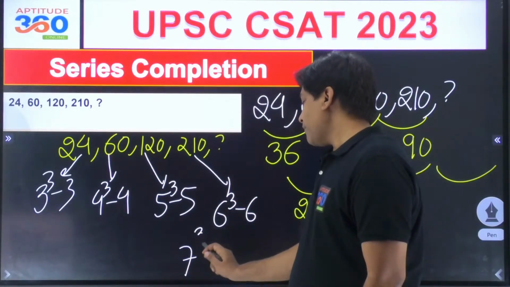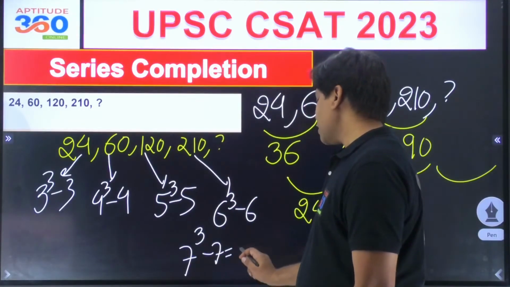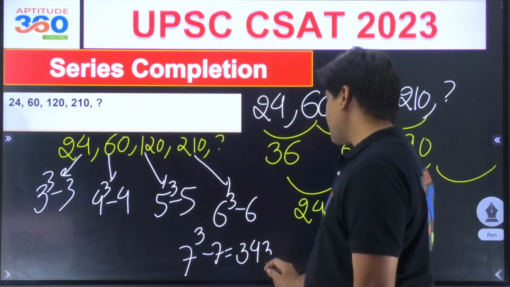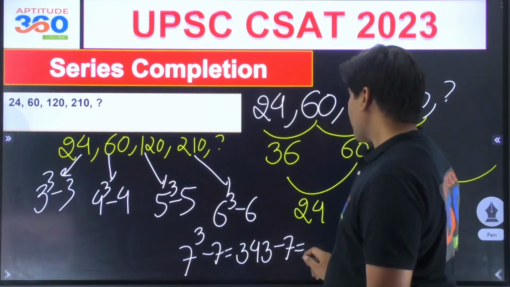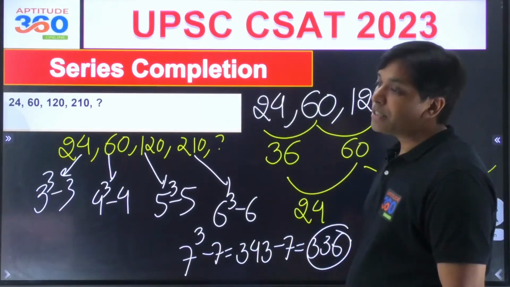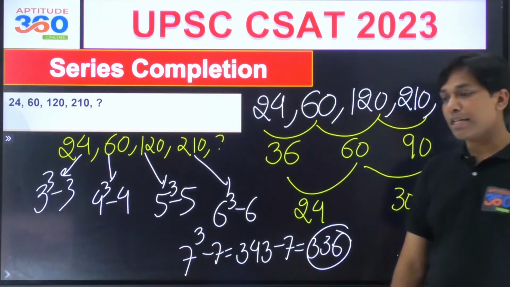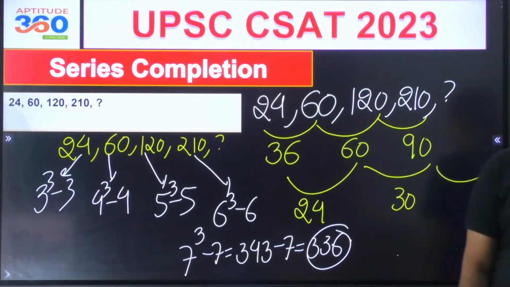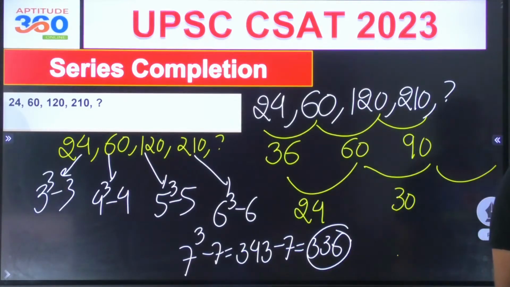It has to be 7 cube minus 7. What is 7 cube? 343 minus 7, and that is nothing but 336. Shivam is getting the answer, Divya is getting the answer, and the rest of you, let me know if you're understanding this. Is that okay?